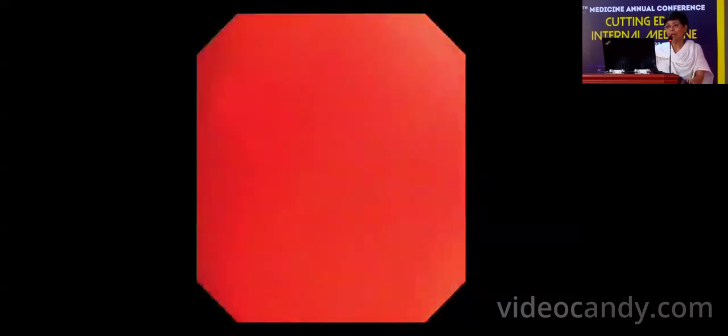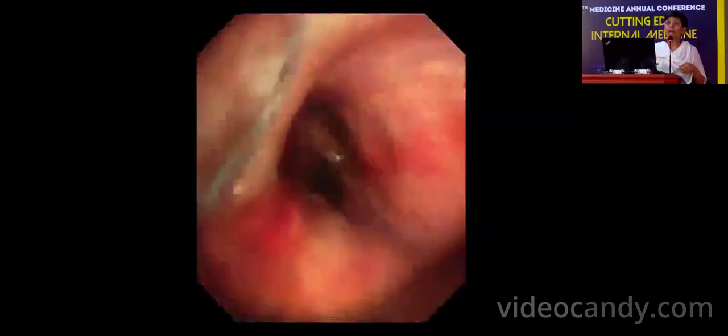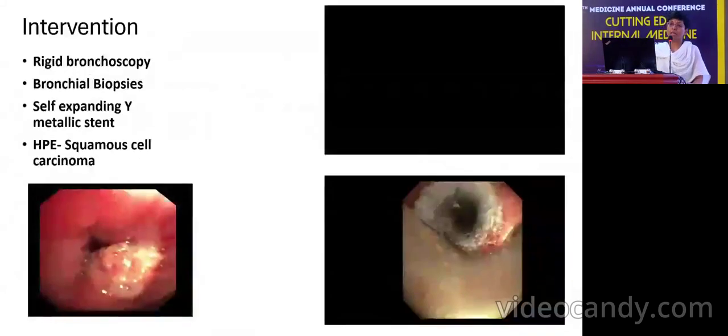Now, this patient, because radiologically it was very much suggestive of malignancy, there was no way for us to do a silicone stenting. We have done this. Now the area we are seeing, there was the tumor, which I have shown you in the picture, that was also removed. The histopathology came as squamous cell carcinoma.